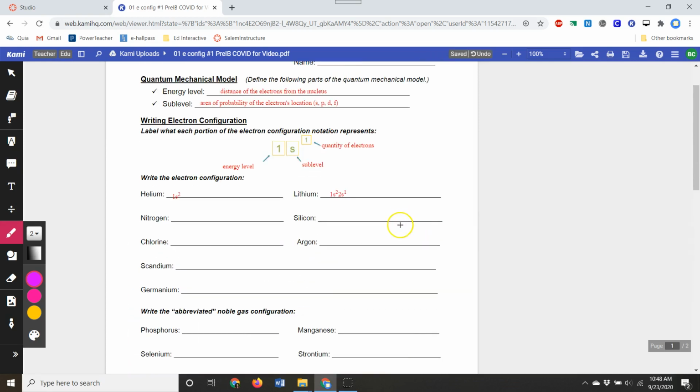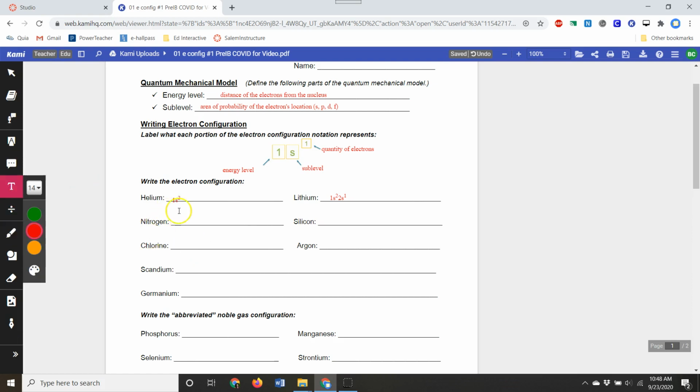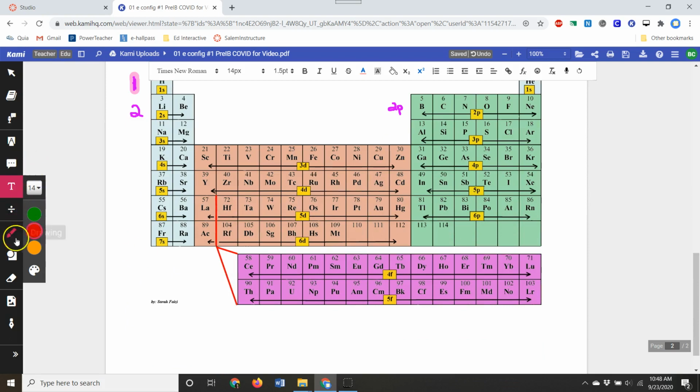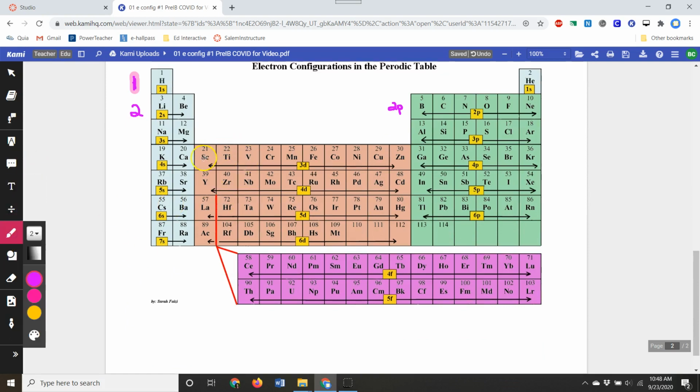So let's go back up to our example, and we're going to type in 1s2, and then we're going to type in 2s2, and then we'll type in 2p, and we had to count over 3 squares to get to nitrogen. All right, let's go ahead and take a look at a different element in our section. Let's go ahead and do scandium. All right, scandium is one of those elements that's in the D sublevel.